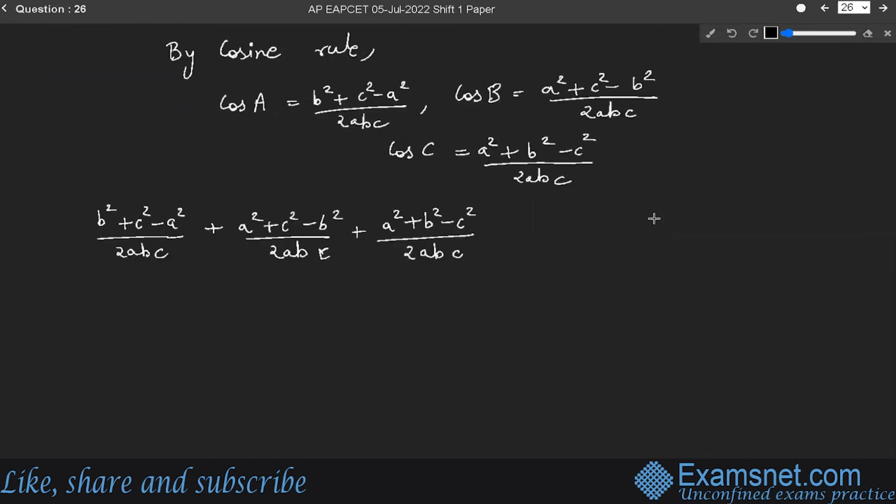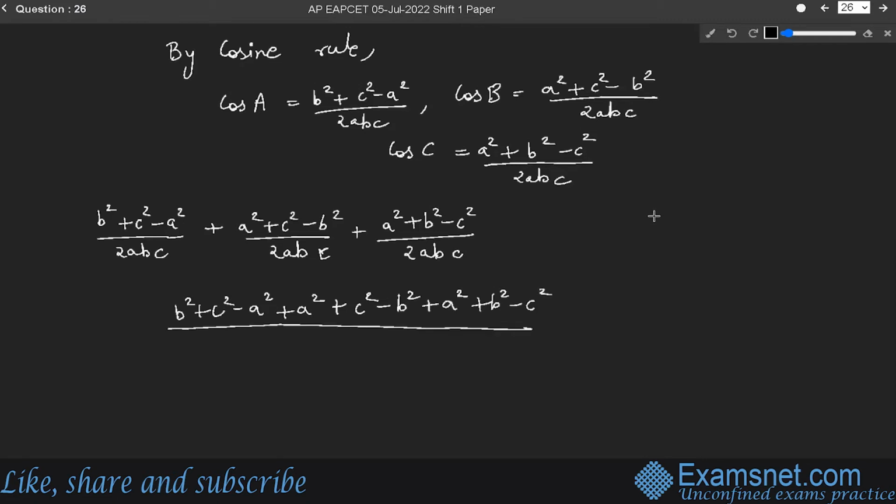The denominator is same. So it becomes (B square plus C square minus A square plus A square plus C square minus B square plus A square plus B square minus C square) whole divided by 2 into ABC. You can see that plus C square and minus C square will be cancelled, minus A square plus A square will be cancelled, and B square minus B square will be cancelled.